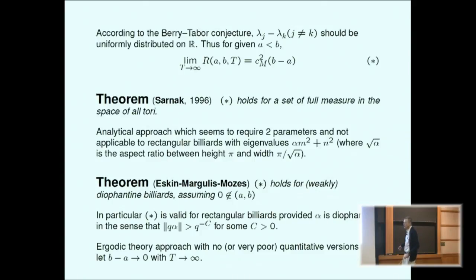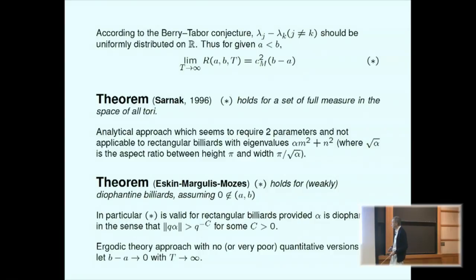As we will see in certain problems, we'd like to let b minus a go to 0 with t, and even in the extreme case when we're looking at minimal spacing. So we'll come back on that. So in any case, the first time where, in some setting, this Berry-Tabor conjecture was verified is a paper in '96 by Sarnak, which is a measure generic setting, namely that the asymptotic holds for a set of full measure in the space of all tori.